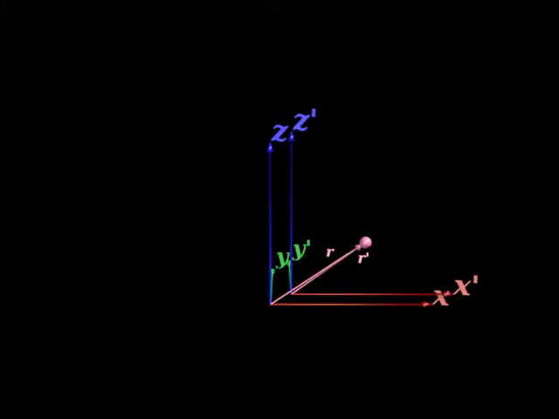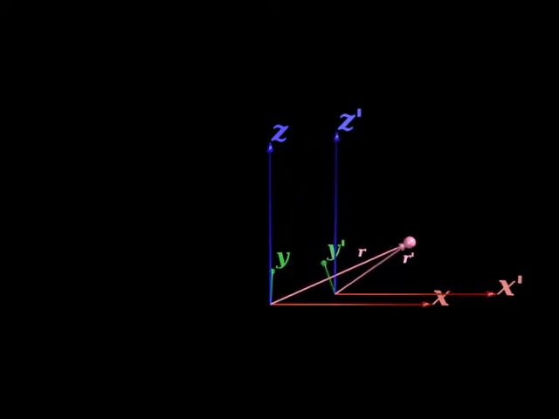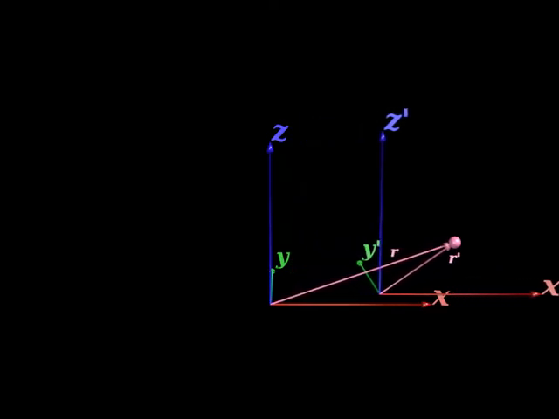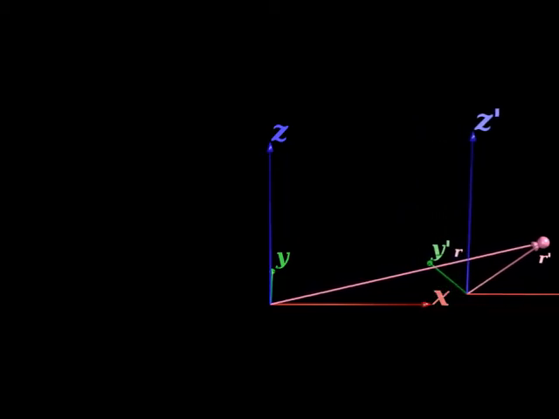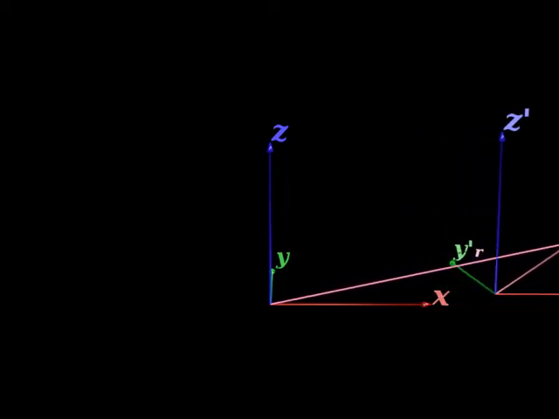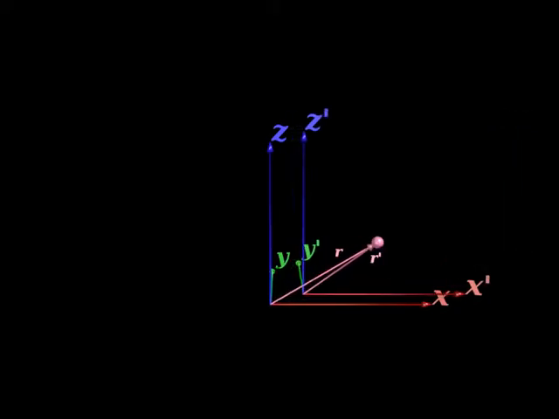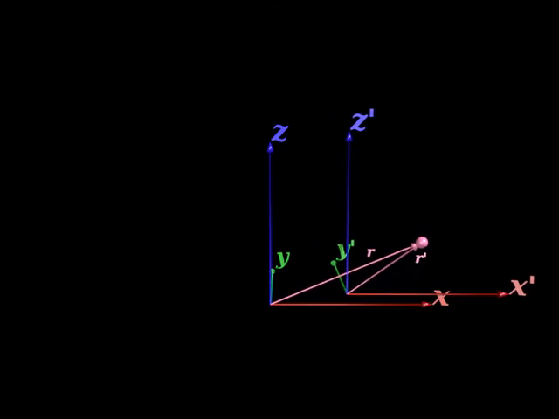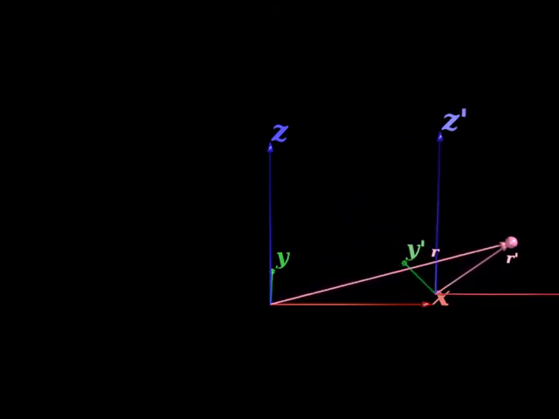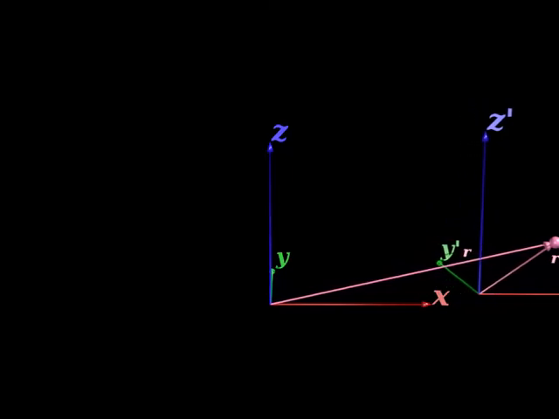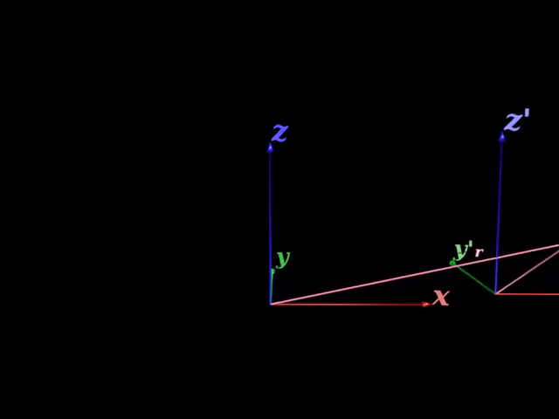So what does that look like? Well, there you go. You can see it's moving with the unprimed frame, right? And as you watch, you will notice here as we go along that the R prime vector is not changing. And if you think about it, that should not be surprising. The R prime vector is not changing because what is it? It's the displacement of the particle from the primed origin, and the particle is at rest in the primed frame. The R vector, however, is changing.